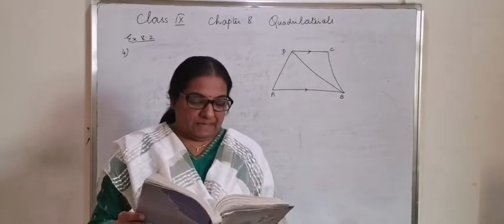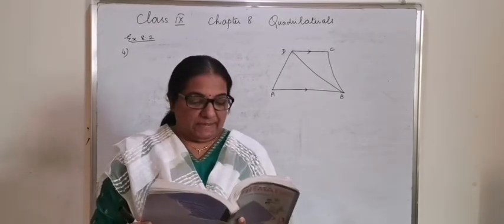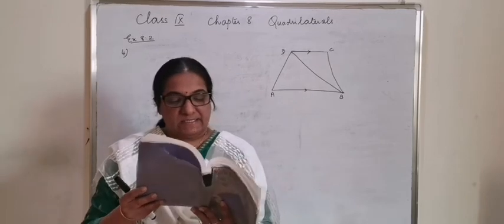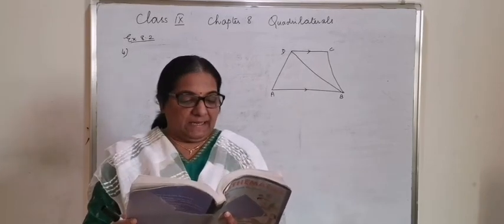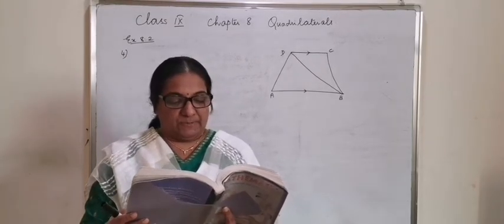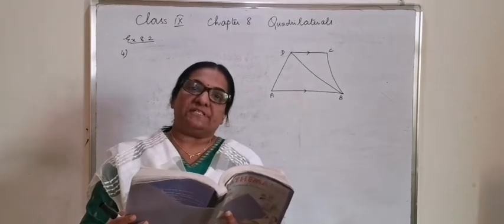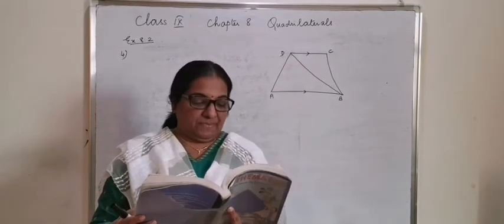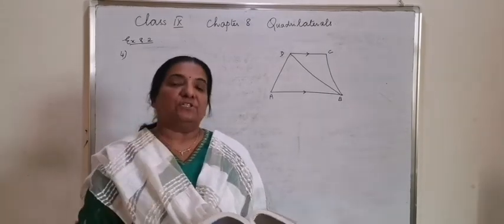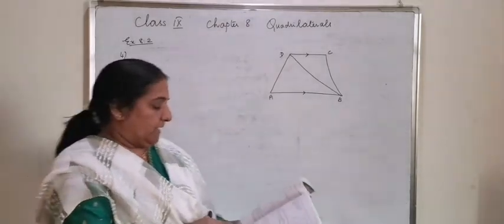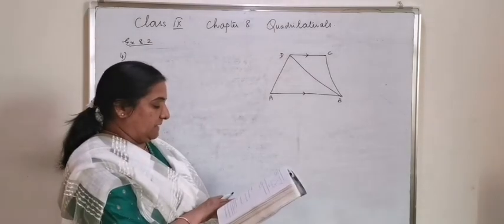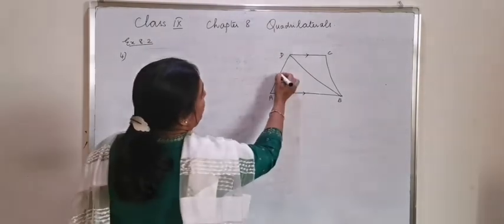Question 4. ABCD is a trapezium in which AB is parallel to DC, BD is a diagonal and E is the midpoint of AD. A line through E parallel to AB intersects BC at the point F. Show that F is the midpoint of BC. By reading the question itself, you can understand it is the application of the converse of the midpoint theorem. ABCD is a trapezium in which AB is parallel to CD, and E is the midpoint of AD.